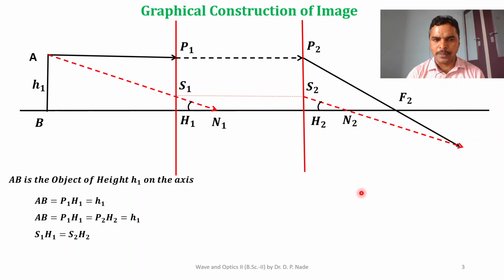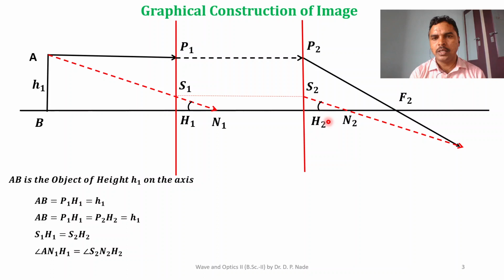Please keep in mind. Okay, so we have the angle AN1H1. This angle is equal to this angle S2N2H2. So both angles are the same, and I can write down here that both angles are the same. Okay, please keep in mind.